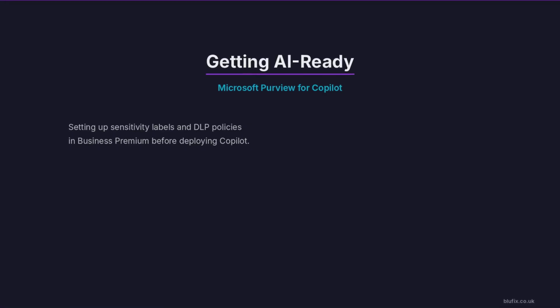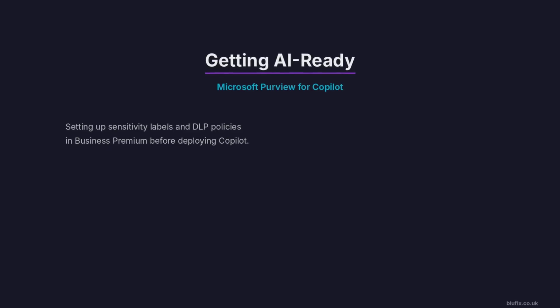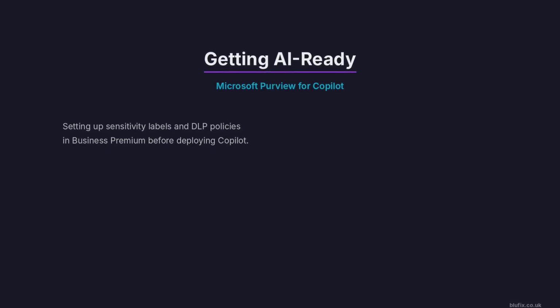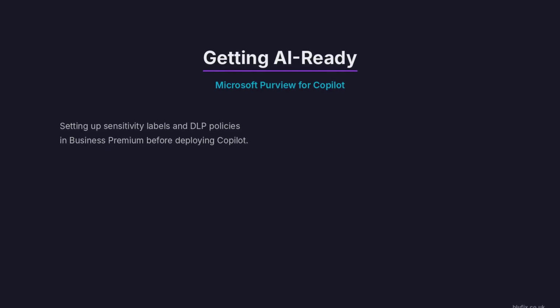Right, so you're thinking about rolling out Microsoft Copilot, and honestly, you should be. It's genuinely brilliant. But here's the thing most people miss. Before you even think about enabling Copilot, you need to sort your data governance. Because Copilot can access everything your users can access, and if your data isn't classified and protected, Copilot becomes a data leak waiting to happen. Today, I'm going to show you exactly how to set up Microsoft Purview to get your organization AI ready. And the best bit, you can do all of this with Business Premium.